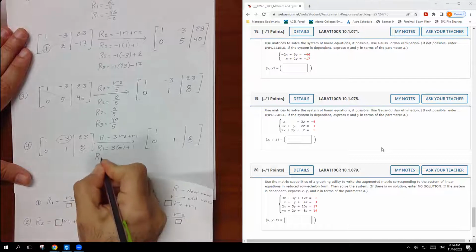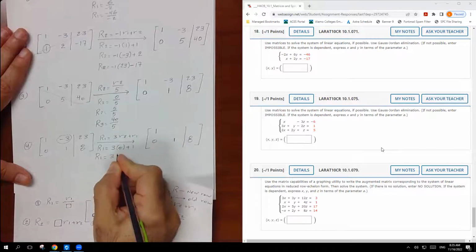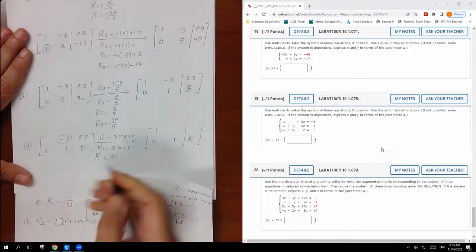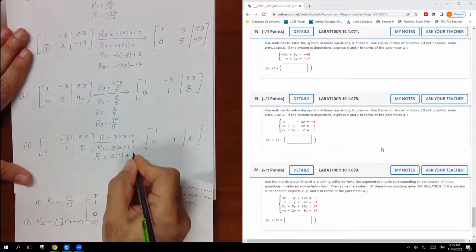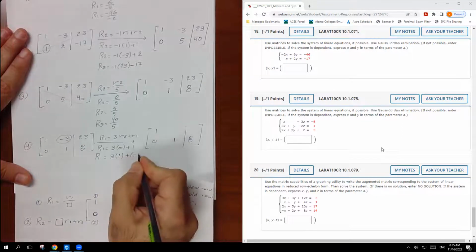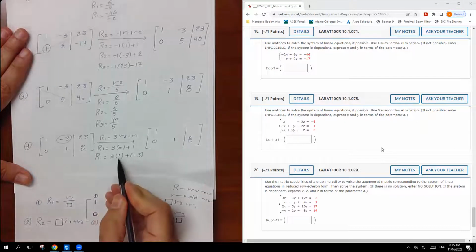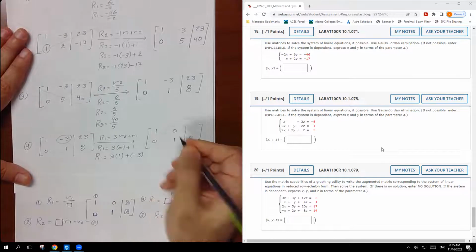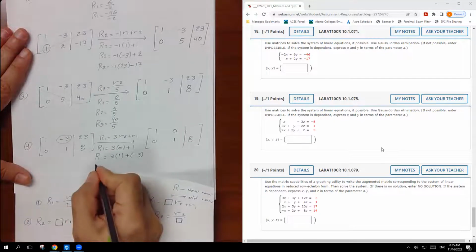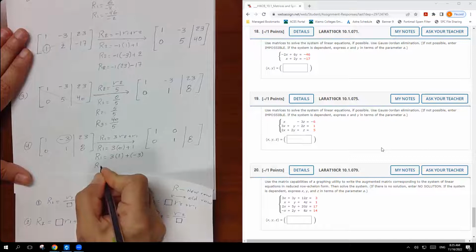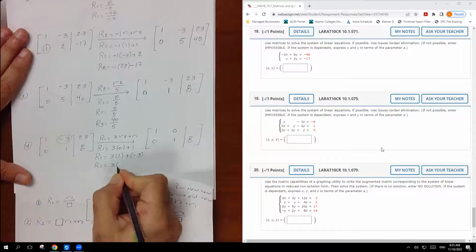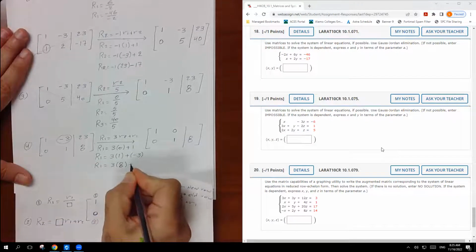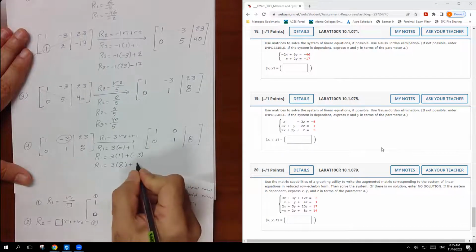The second element is going to be 3 times R2, which is 1, plus R1, which is -3. So 3 times 1 is going to be 3. 3 minus 3 is going to be 0. Let's keep going. The third element is going to be 3 times 8 plus R1, which is 23.